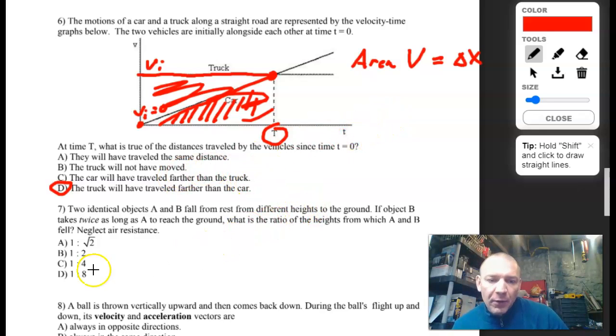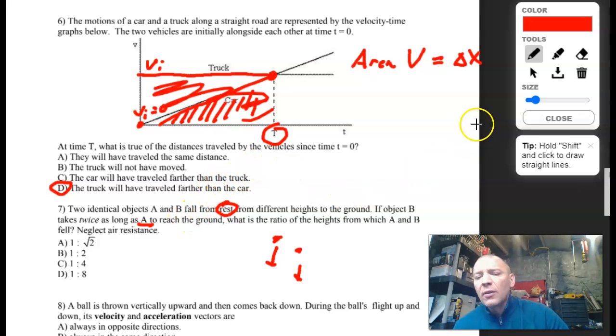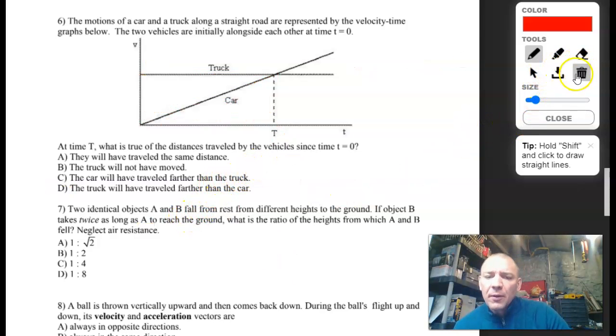Let's go to number 7. Two identical objects, A and B, fall from rest. Okay, rest, vi equals 0, from different heights to the ground. So these things are going to start falling down. If object B takes twice as long as A to reach the ground, what is the ratio of the heights A and B fell? So there we need to think about an equation.